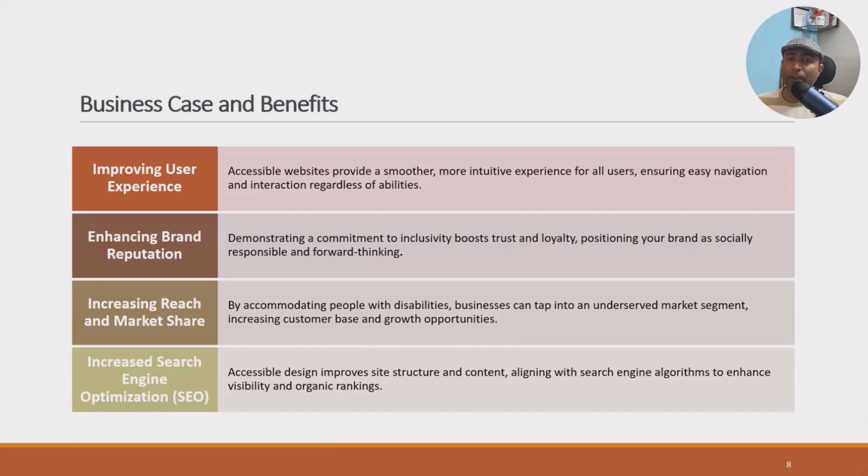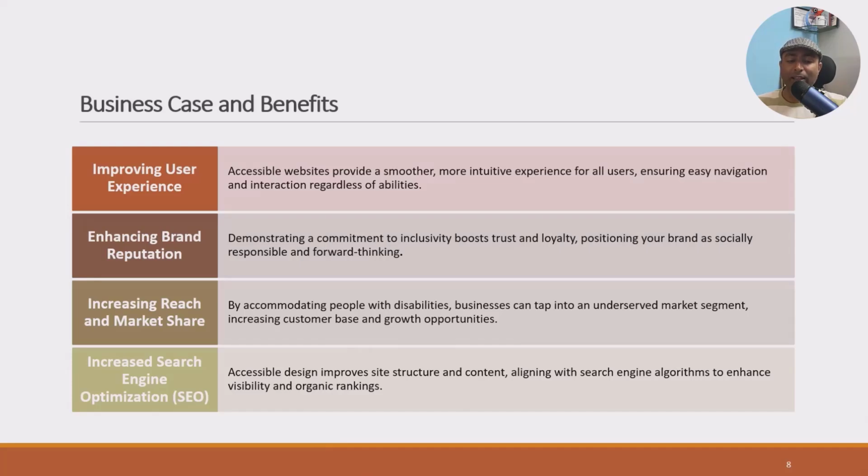Coming back to the previous topic, improving user experience. If we have this type of functionality in place, that's where we are improving access for everyone, not excluding any disabled person. We are incorporating those users as well, enhancing brand reputation. We are demonstrating a commitment to inclusivity, boosting trust and loyalty, where people will think we also care about those users who are disabled.